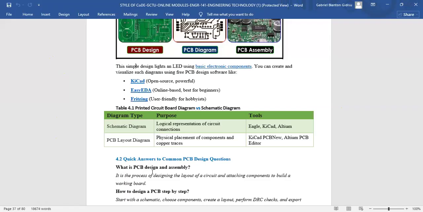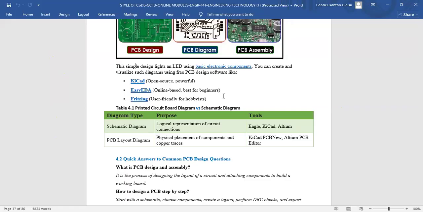You can create and visualize such diagrams using free PCB design software like KiCad, it's open source. Then EasyEDA, online based. Then Fritzing is also very powerful. The latest one that we have now is called Tinkercad. And that's what I'll be using with you, okay? Tinkercad. So I'll use Tinkercad.